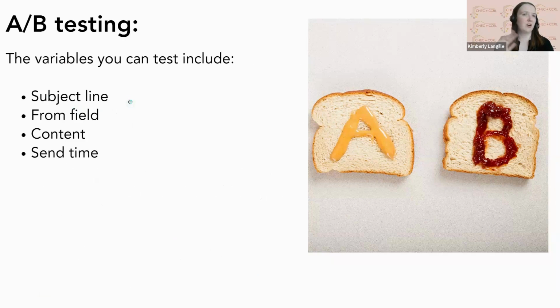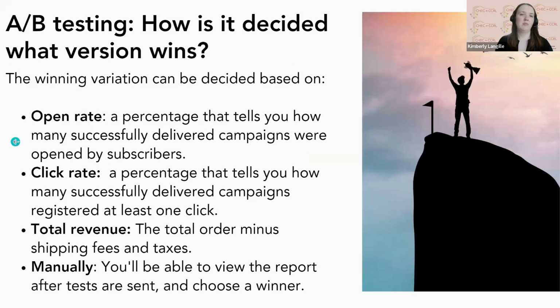These are the variables you can test: either the subject line, so you can test out various subject lines; various from fields, like email addresses; the content, so that's the email template; and you can even test out the send time. You can see up to 3 combinations per variable and see which one is more successful. Then you can decide based on your winning variation, either by open rate, which is the percentage that tells you how many successfully delivered campaigns, so emails, were opened by subscribers.